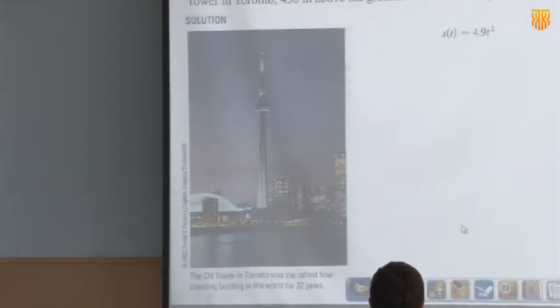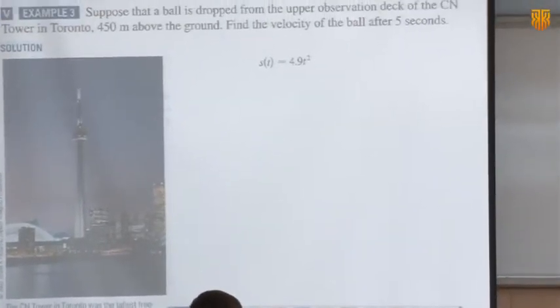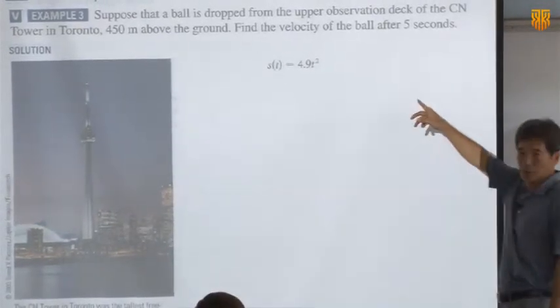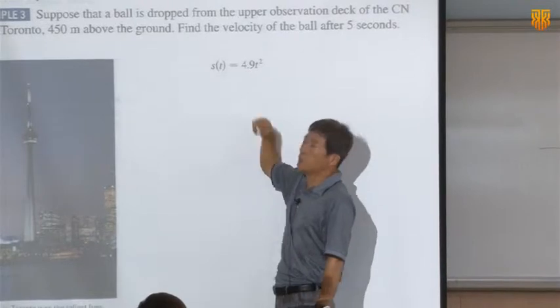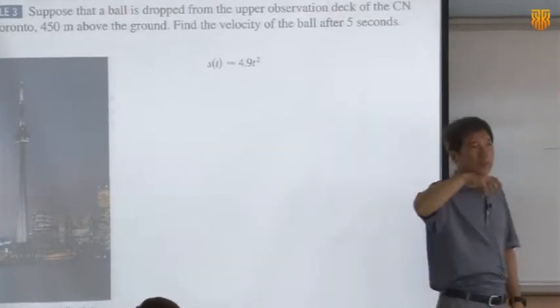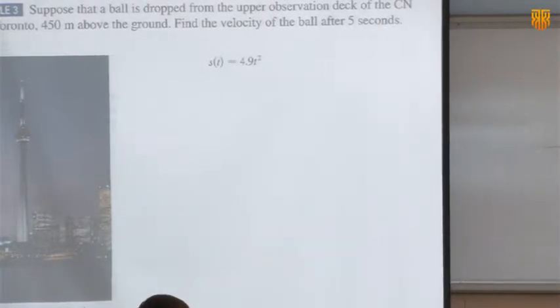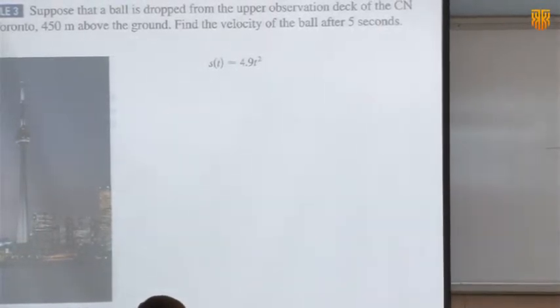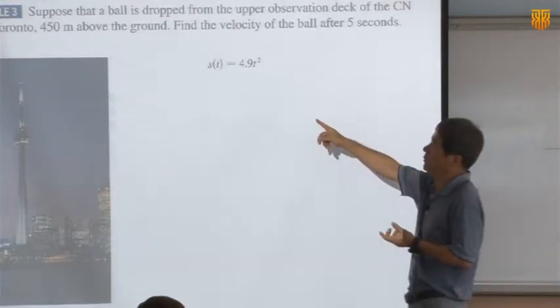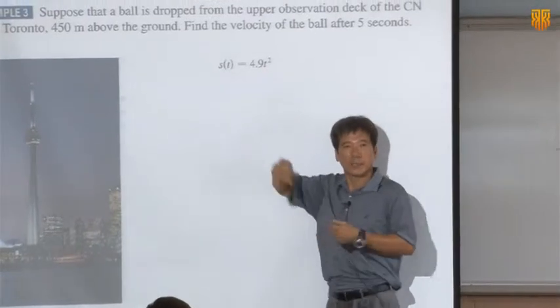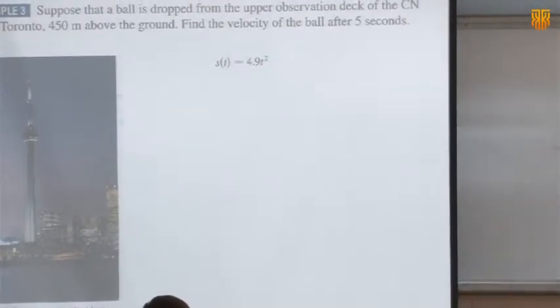Anyhow, with free dropping, if you drop it, you're going to have this kind of relation, right? s(t), this is distance, equals 4.9 t squared. So this is proportional to time squared. Then the same thing for 5 seconds. After 5 seconds, where is the position of the ball? You put 5 here, right? 4.9 times 5 squared gives the position. We're talking about where the ball is.